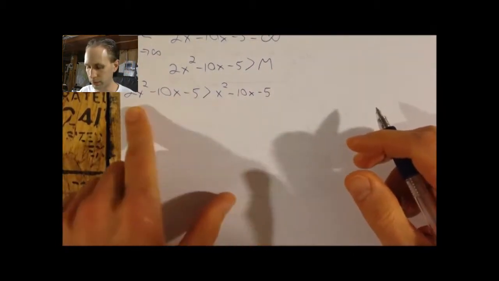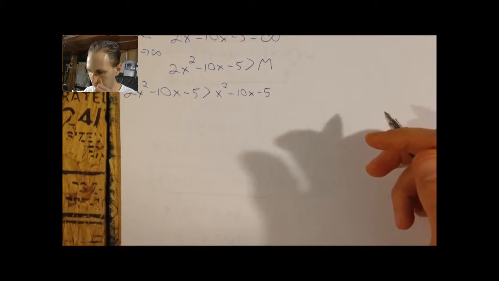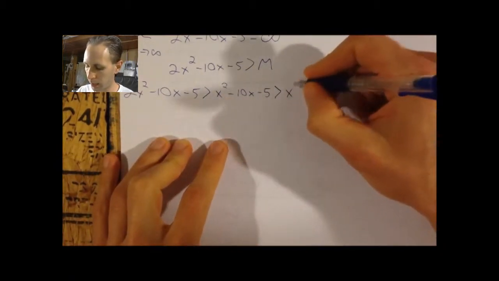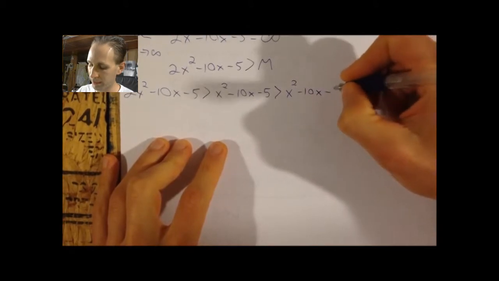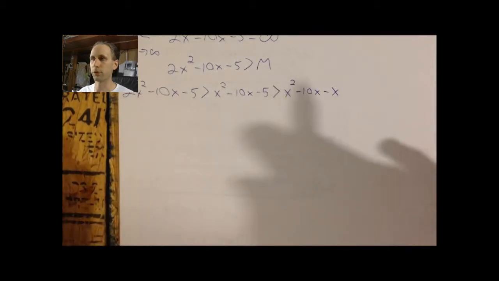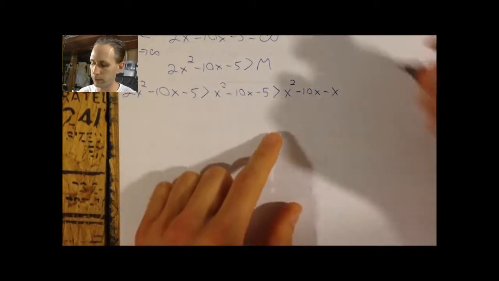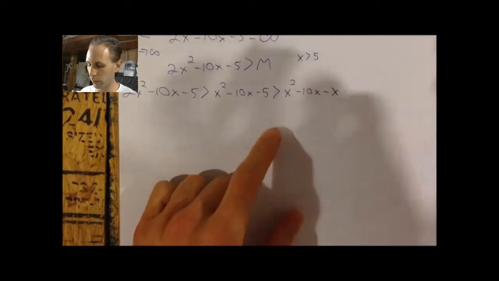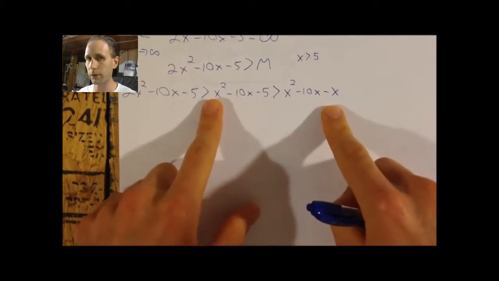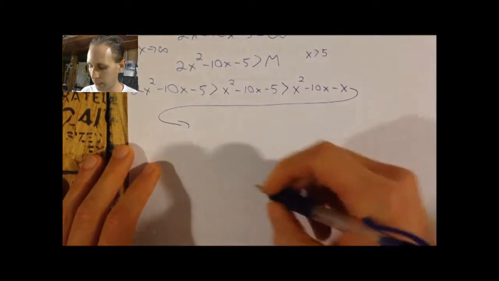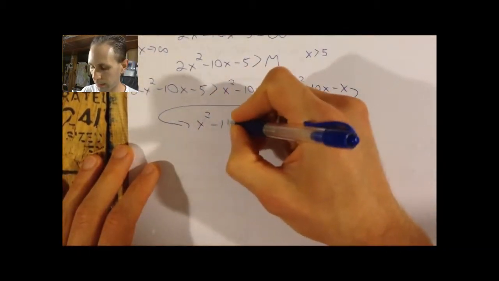Alright, so we're just kind of breaking it down here. And then if you play with this a little bit, you could say that this thing here is greater than x squared minus 10x minus x, provided that x is greater than 5. Now we're allowed to assume that because we're taking x to infinity. So let me just make a little side note here. Provided that x itself is greater than 5, then we're allowed to make this inequality here. Whereupon, if I come back around, that equals x squared minus 11x.